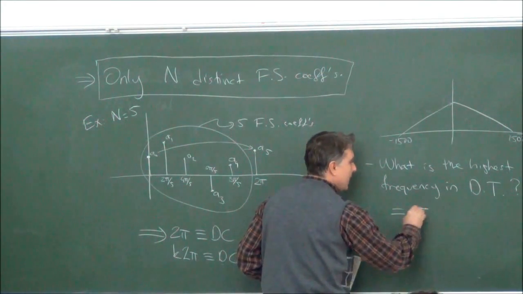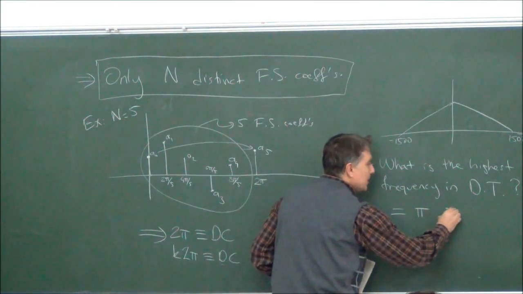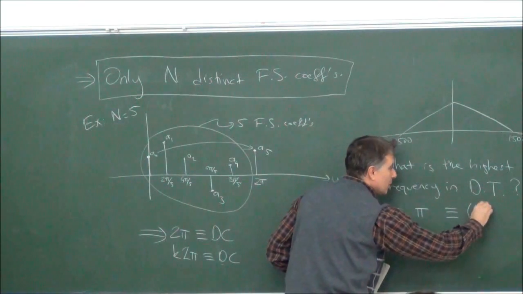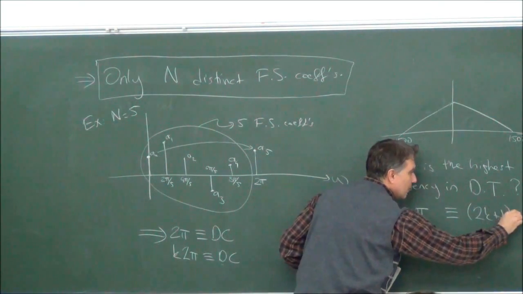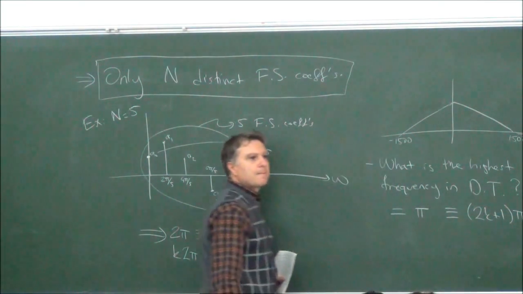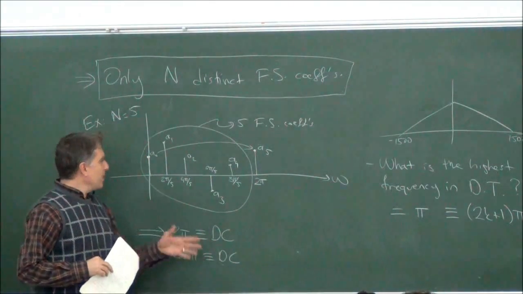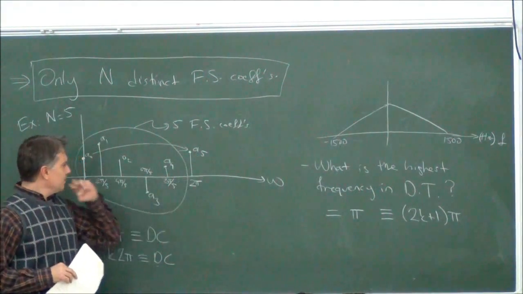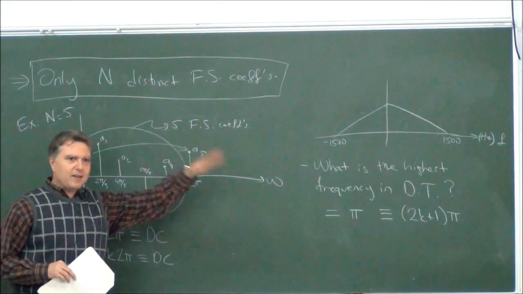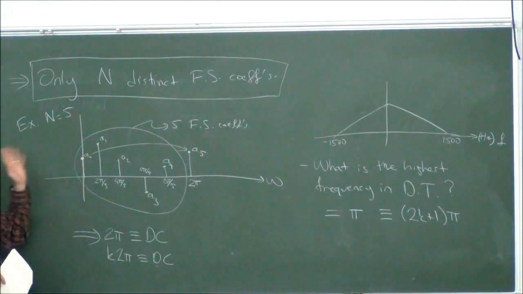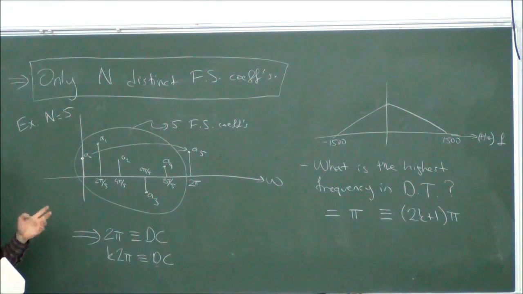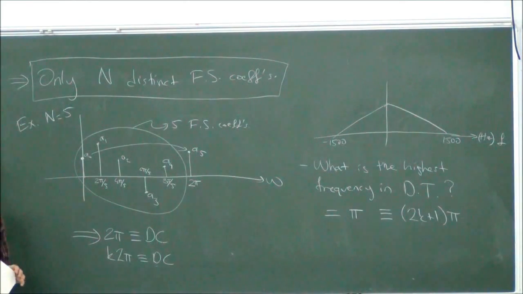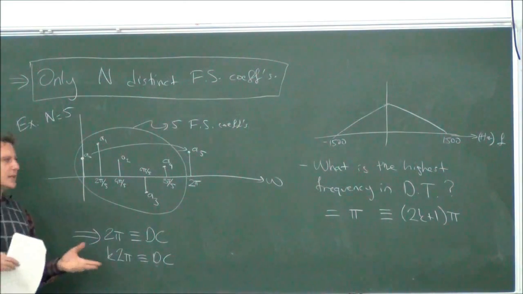That is equal to pi. Or it is equivalent to 2k plus 1 pi. All odd multiples of pi. For example, pi itself, or 3 pi, 5 pi, minus pi, minus 3 pi, minus 7 pi. They are all corresponding to the highest frequency. And there is nothing with higher frequency than that.